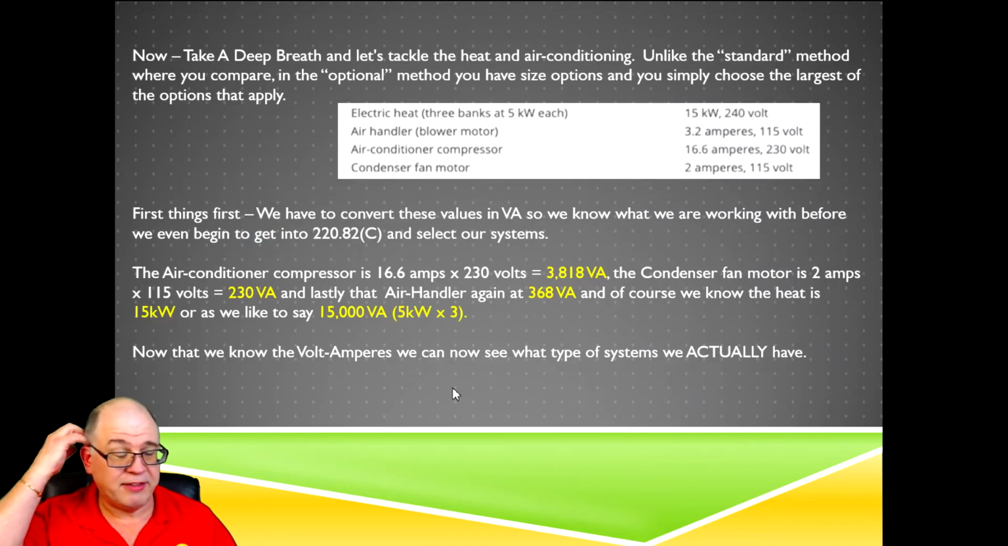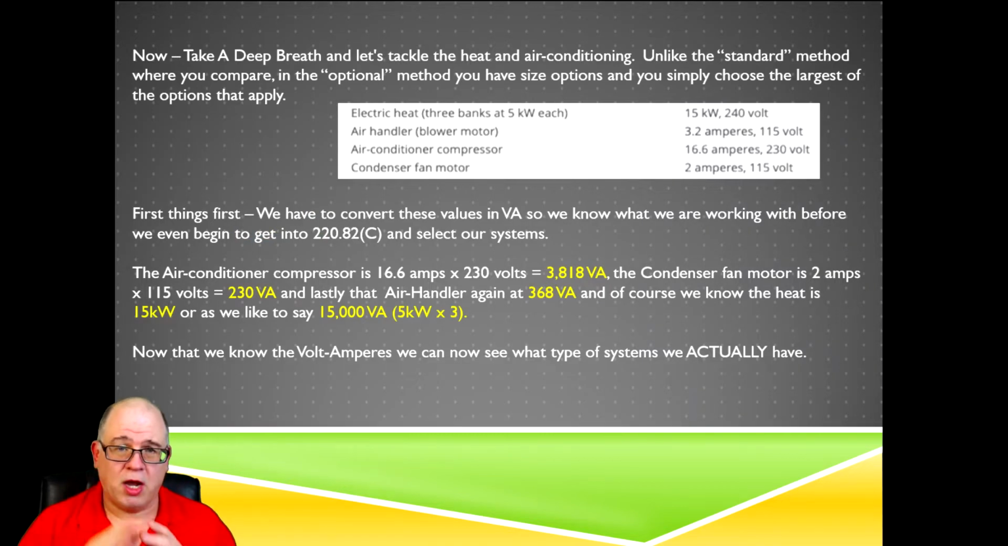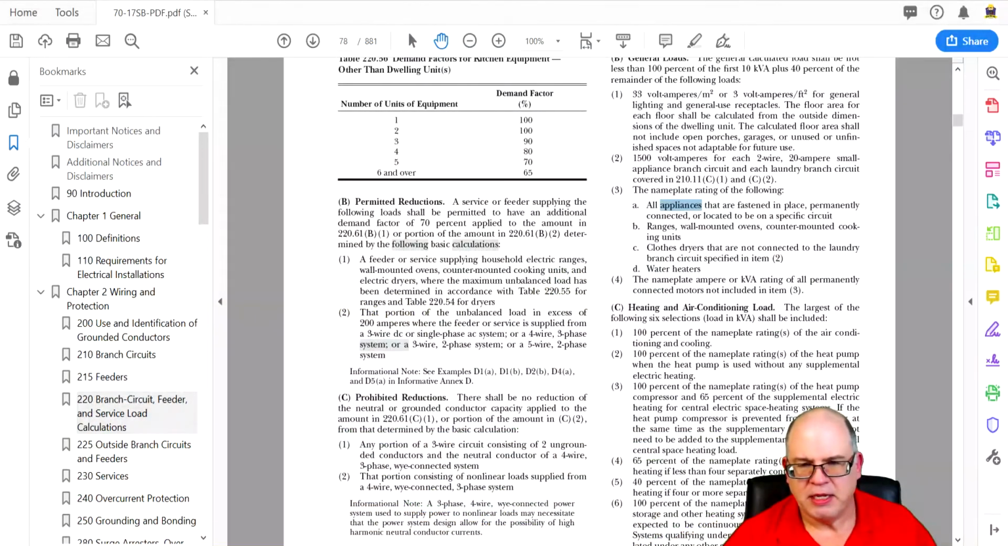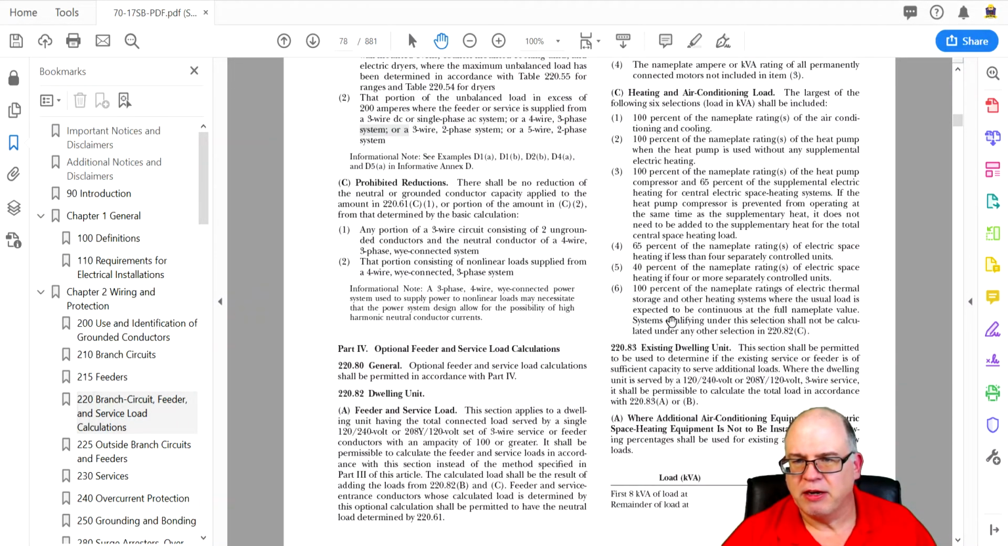Now, let's take a breath. And now we're going to move on to C. And we're going to deal with the heating and the cooling. Okay? And it's not that complicated. I just want you to know that when you start looking at the NEC and you look at it right here and you see C, what it says is you want to take the largest of the following 6 selections. Okay, and the load, being obviously in kVA, shall be included. So you take the largest option.